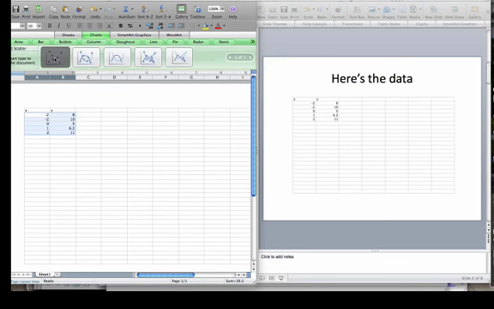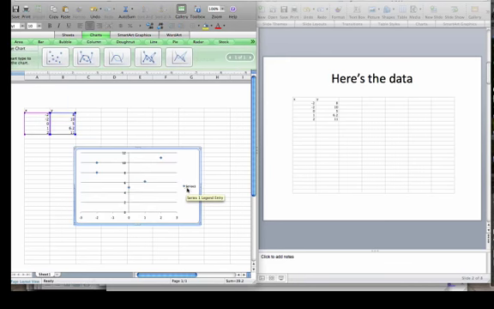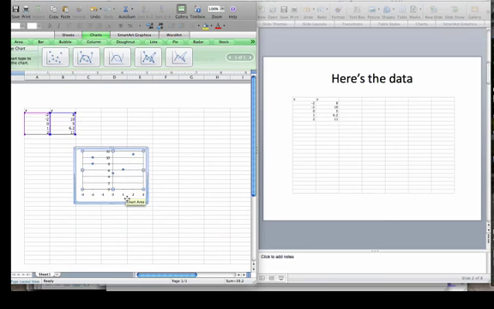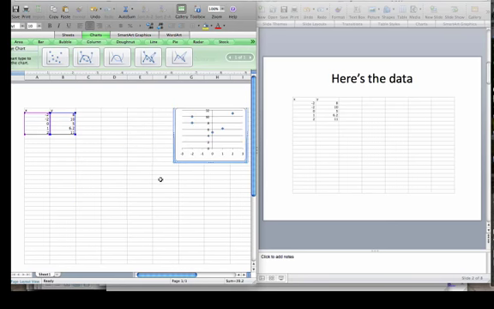We want to do a scatter plot. All right, here's my scatter plot. Let's make the graph smaller so that it's not in the way. And we'll bring it over here. Whoops. We'll bring it over here and put it out of the way.